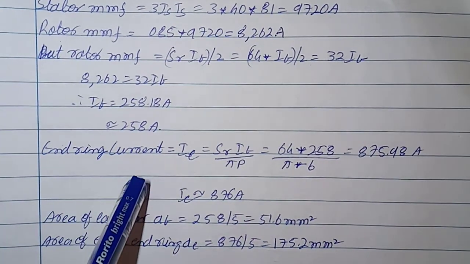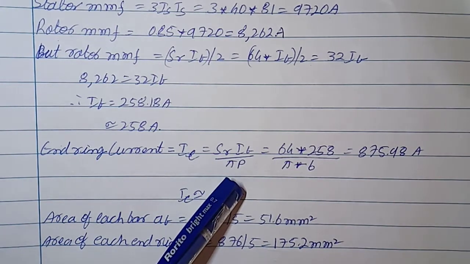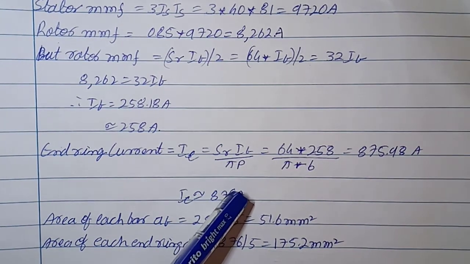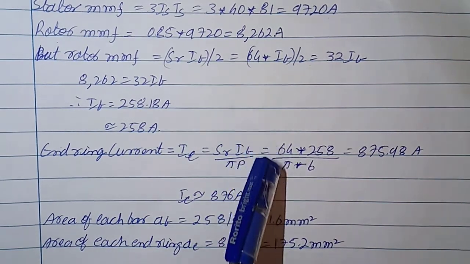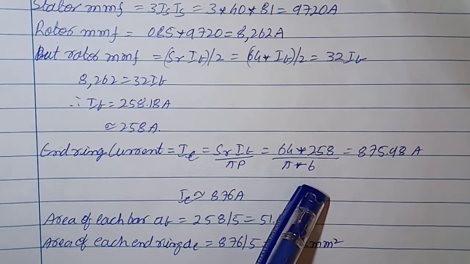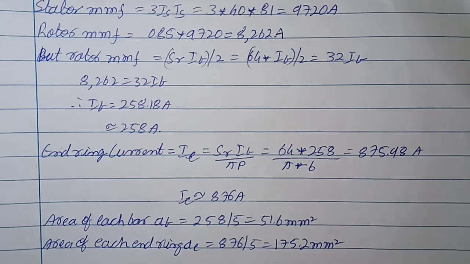So end ring current IE is equal to SR into IB by pi into P, where P is the number of poles. So SR is 64 into 258, which is calculated, divided by pi into 6, the number of poles, which is 875.98 amperes, approximated to 876 amperes.